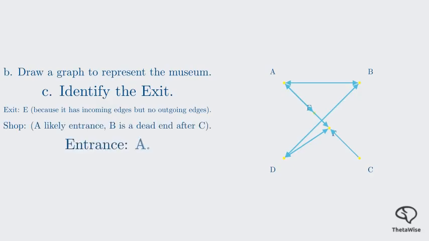The shop is typically a place you visit and leave, so we're looking for a node that is neither an entrance nor an exit. Many nodes fit this. The entrance should be a central hub with paths to many other areas. Node A is a good candidate here. It has paths to B, E, and F.